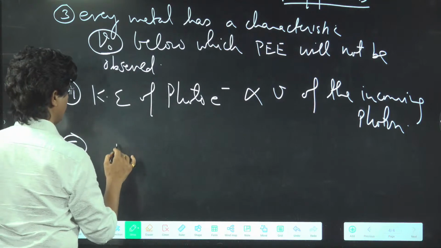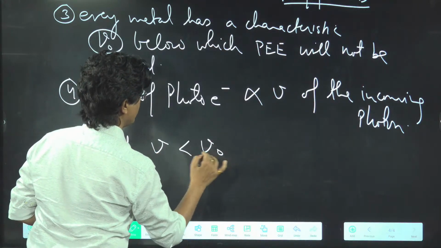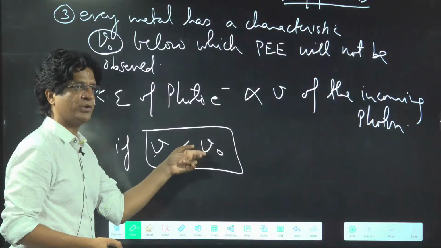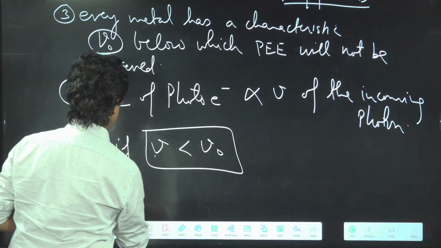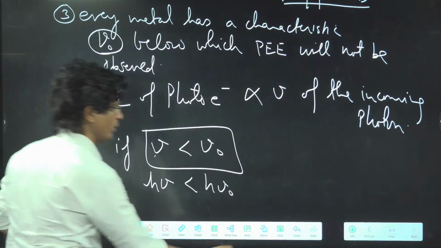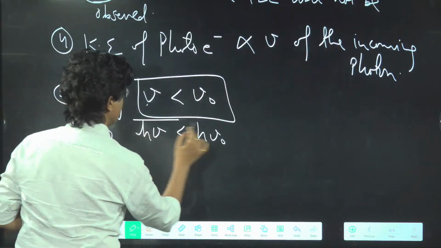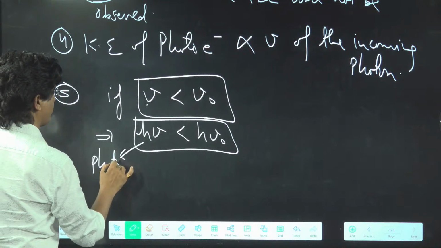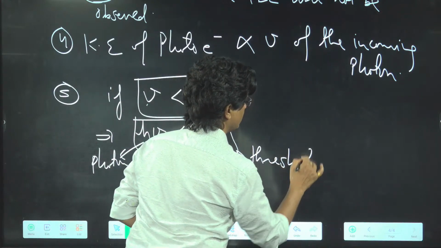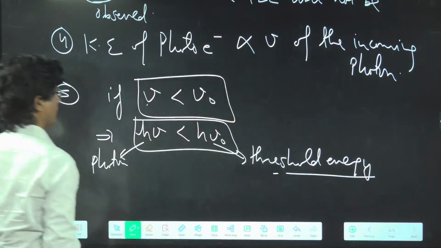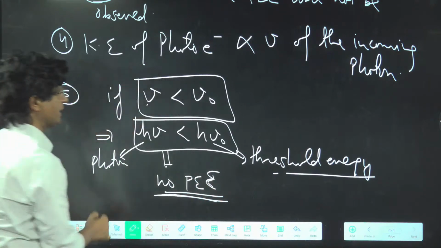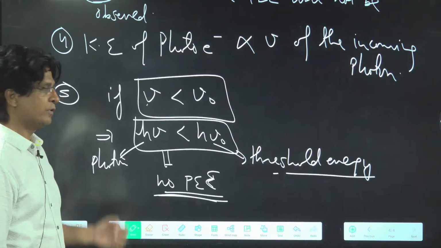Okay, now see that. Fifth one. If nu is less than nu naught, what is nu? Nu is the frequency of the incoming photon, and nu naught is the threshold frequency. If nu is less than nu naught, that means h nu will be less than h nu naught. That means the energy of the photon is less than the threshold energy, then there will be no photoelectric effect. No ejection will be there whatsoever.